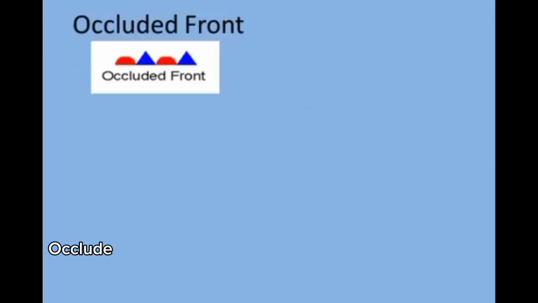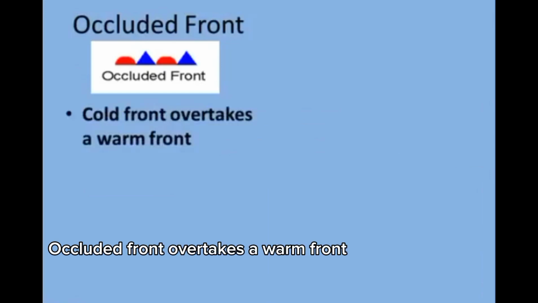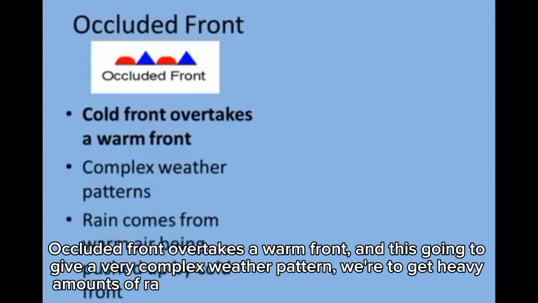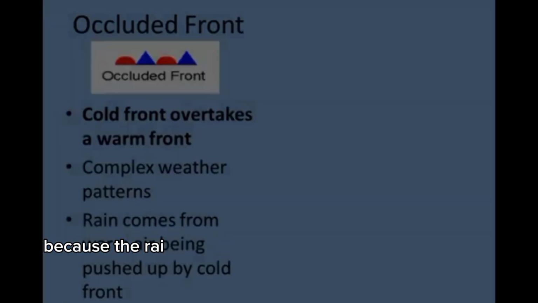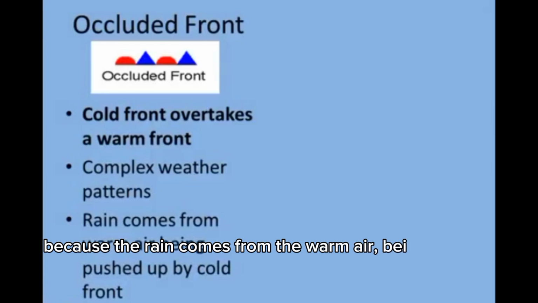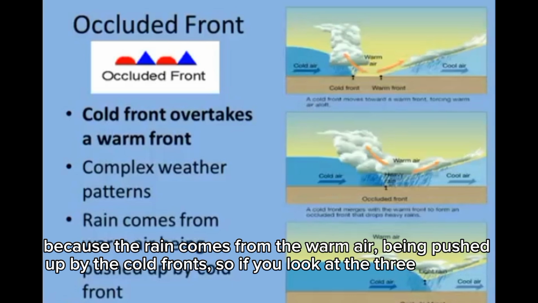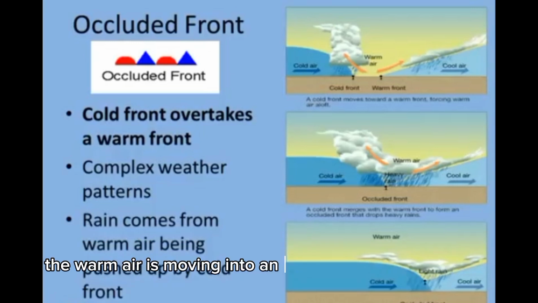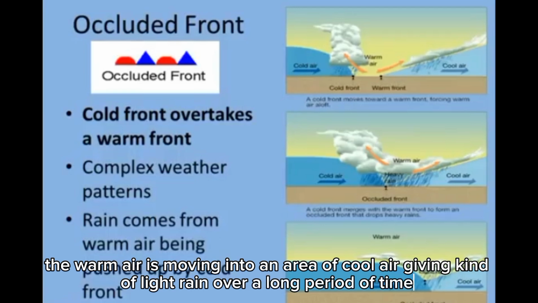An occluded front overtakes a warm front, and this is going to give a very complex weather pattern. We're going to get heavy amounts of rain followed by light rain, and the reason is because the rain comes from the warm air being pushed up by the cold front. So if you look at the three diagrams on the right, you can see the warm front there. So the warm air is moving into an area of cool air, giving kind of light rain over a long period of time.